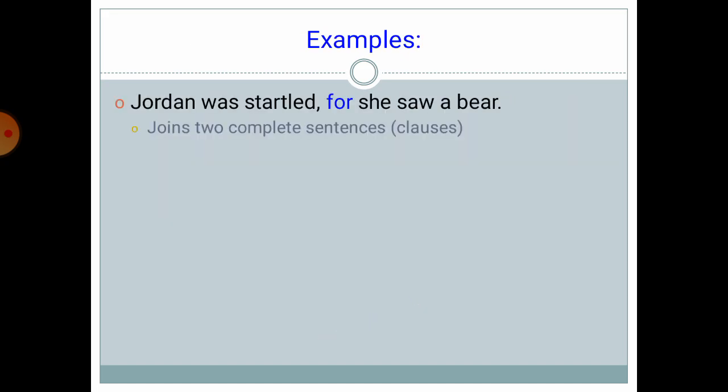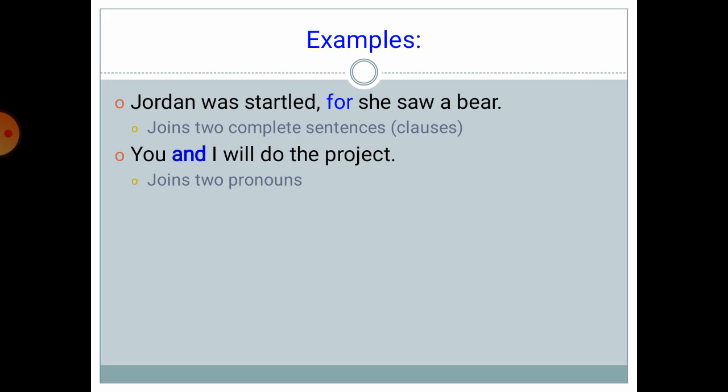Examples: Jordan was startled, for she saw a bear. Joins two complete sentences, and these are clauses. Remember, all the time that you see a coordinating conjunction, you first write the comma and then comes the conjunction. You and I will do the project. In this case, we join two pronouns. So here we don't separate it with a comma. We separate it with a comma when you have two clauses. Okay.